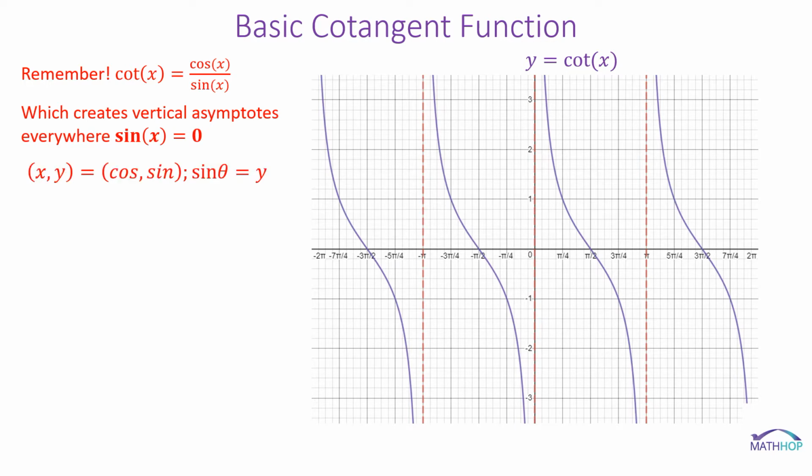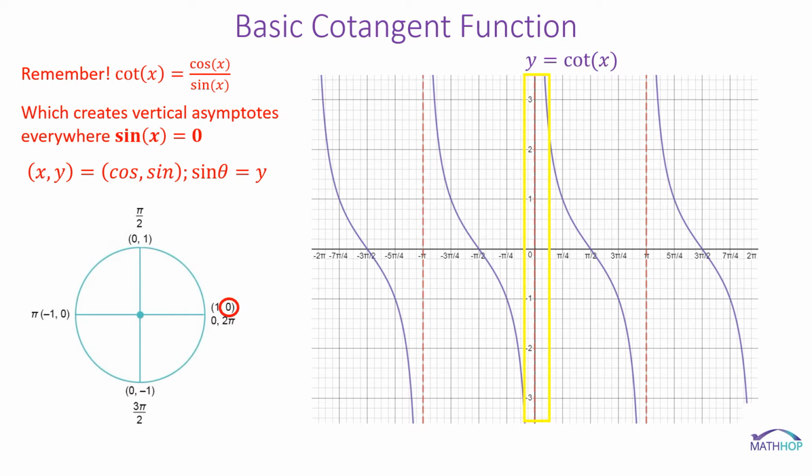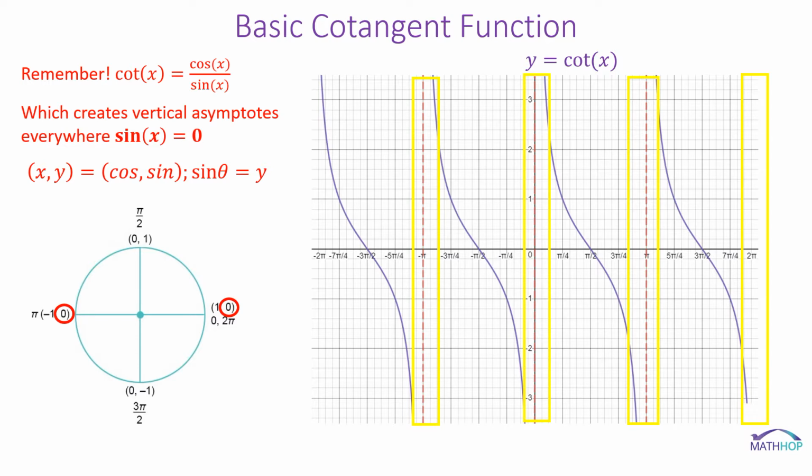Remember, for going around the unit circle, x, y is cosine, sine. Sine is just your y coordinate. So if we look at our partial unit circle here, where is sine equal to 0? Well, it's equal to 0 at 0, and then again at 2 pi, because remember it starts and ends in the same location. It is 0 again at pi. We have a vertical asymptote at 0, a vertical asymptote at pi, and we would have another one at 2 pi. And remember, this is periodic, so we will have one at negative pi as well.